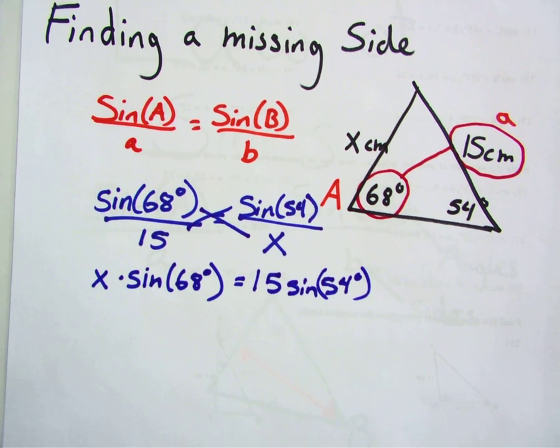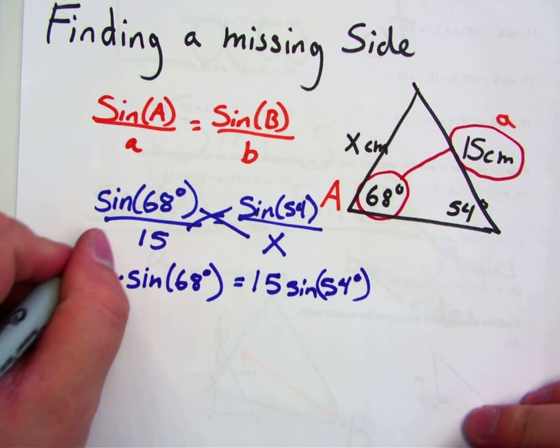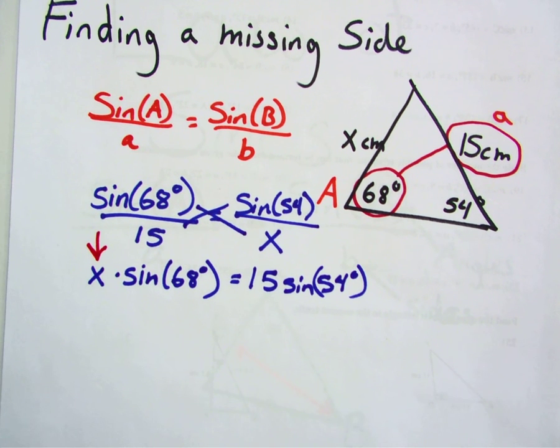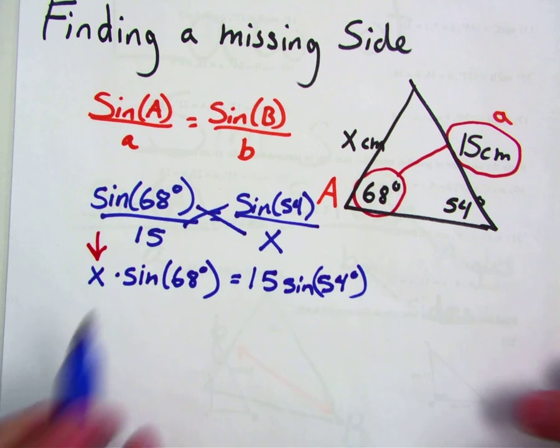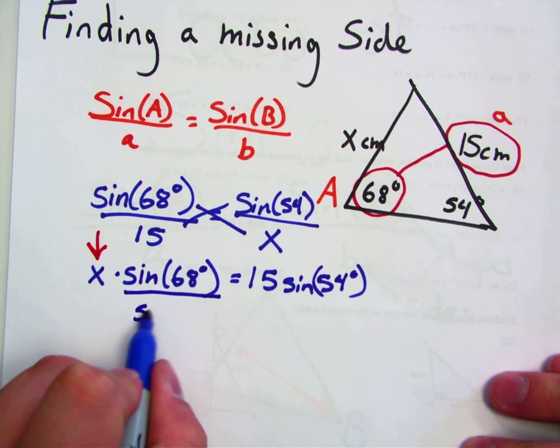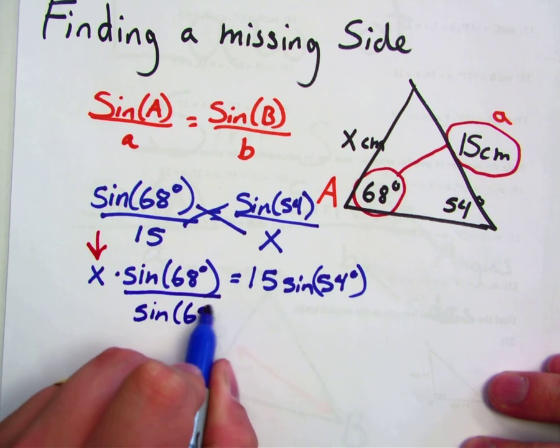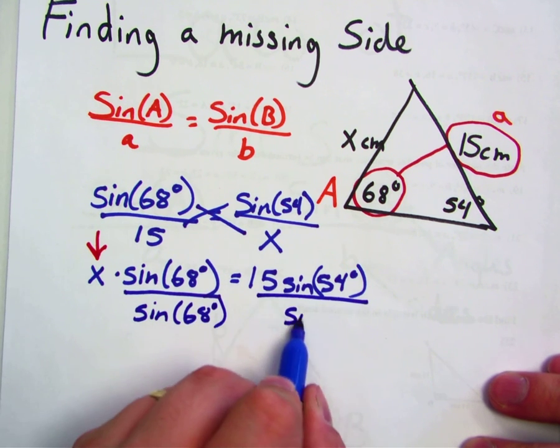From there, we just have to keep in mind we're trying to solve for x. So since x is right there in our problem, we need to divide by the sine of 68 to get that equation solved for x. So we'll divide both sides by the sine of 68, divide by the sine of 68 on the other side.